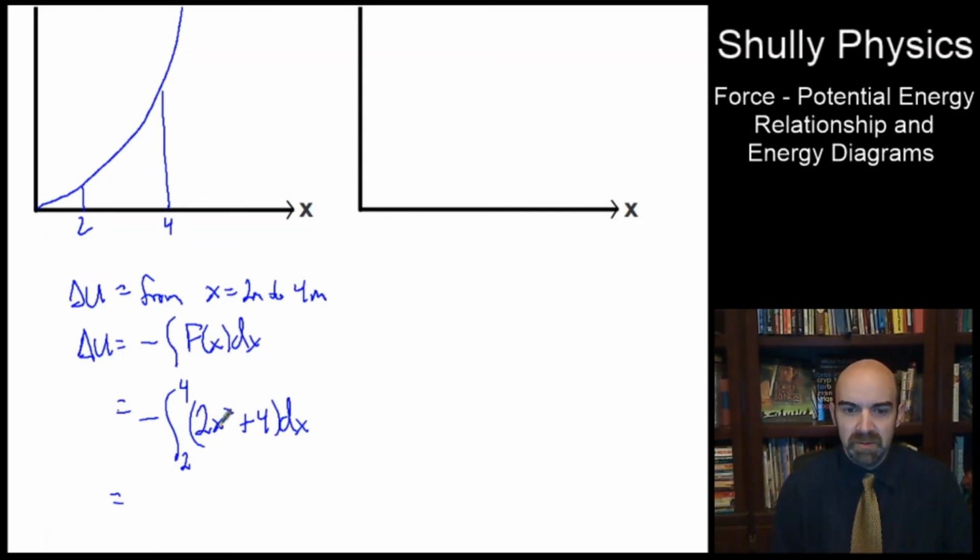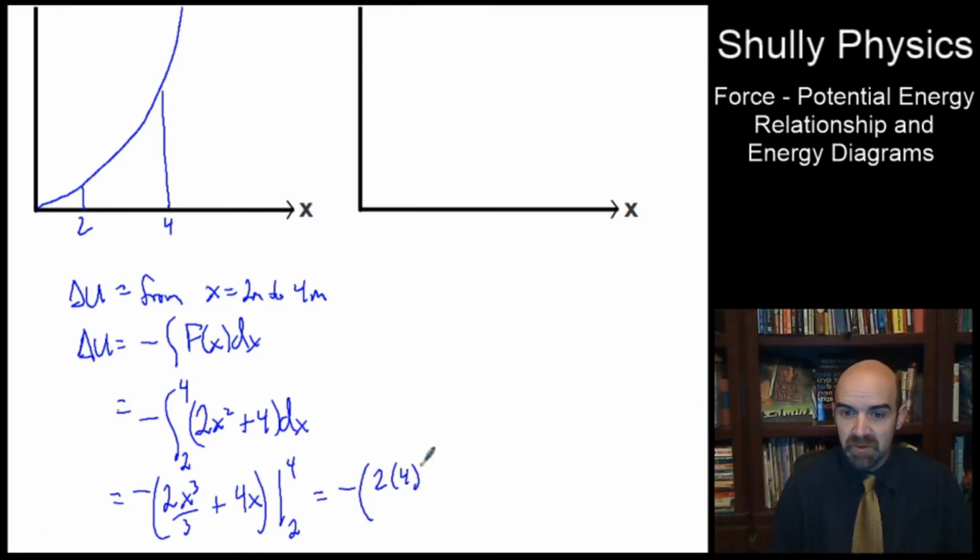Integrate here, it's x cubed over 3, so 2x cubed over 3 plus 4x would be the integral of that, and we're going to take that from 2 to 4, and don't forget your negative. We're going to need that. And we're going to plug that in.